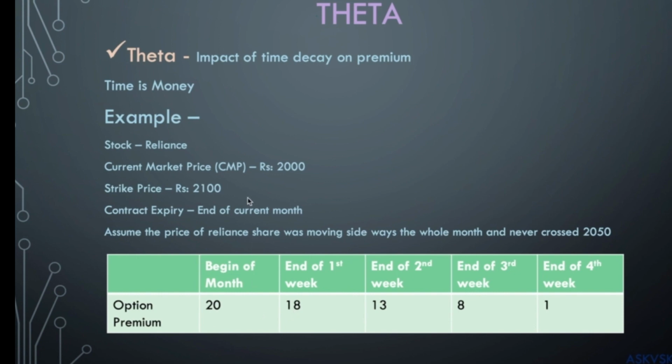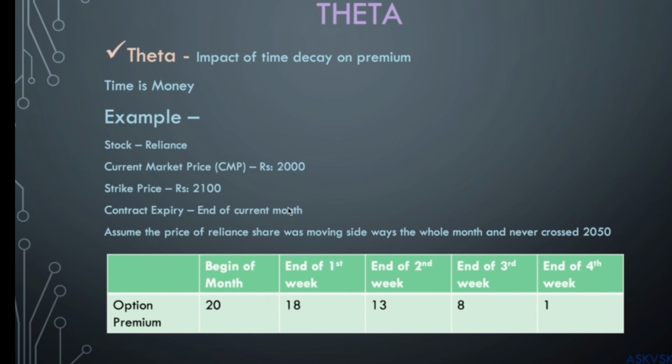Which means that the price of the Reliance stock at the beginning of the month was 2000, and it was still struggling to go across even 2050 at the end of the first week. So it might be hovering around, say, 2005 or 2010. The probability of this crossing 2100 by the contract expiry, with only 3 more weeks left, is lower, and hence the option premium dropped by, say, 2 rupees.